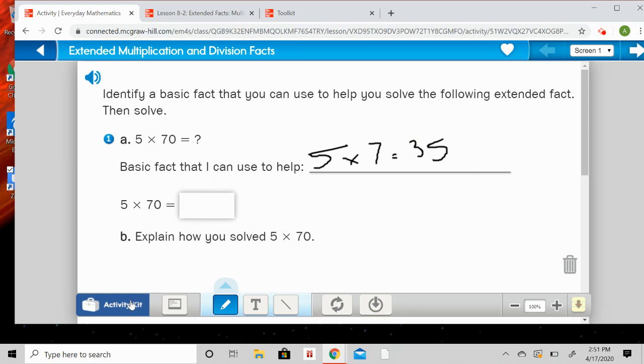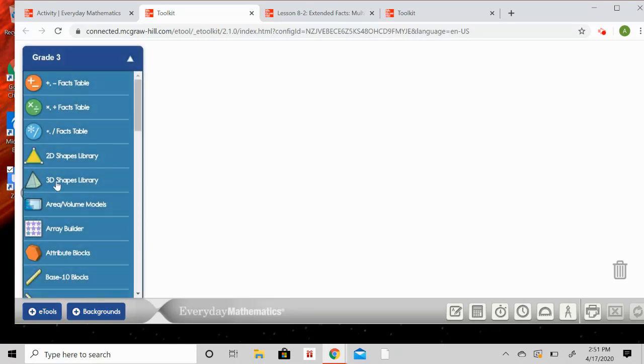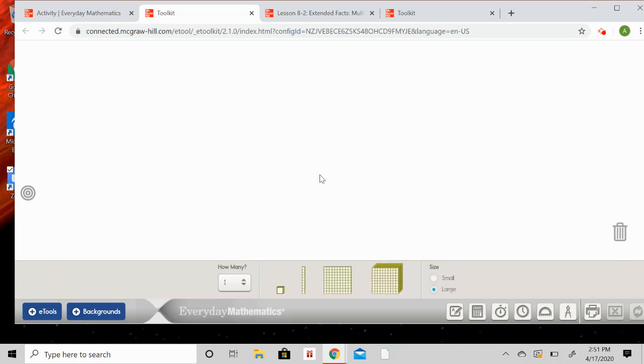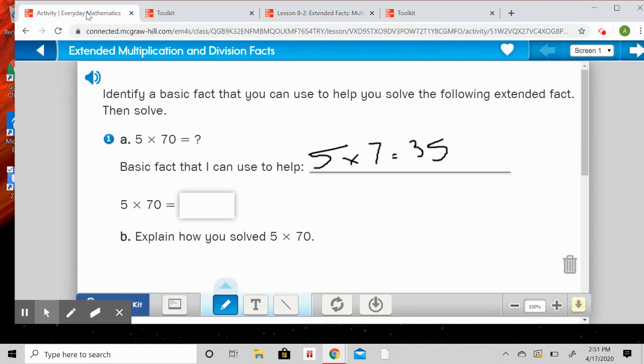Now, what I could do is go to my activity kit. I could go to my e-tools, and I could use my base 10 blocks to help me, which are over here. And I could make 5 groups of 70. Or, if I know what 5 times 70 is, I could just write my answer in my box. 5 times 70 equals 350. And then you can explain how you solved it.